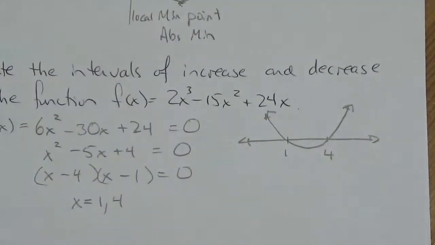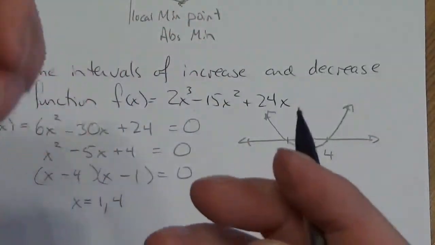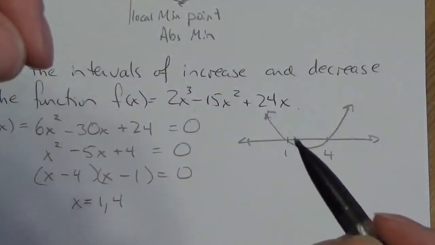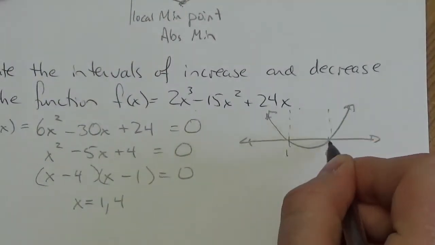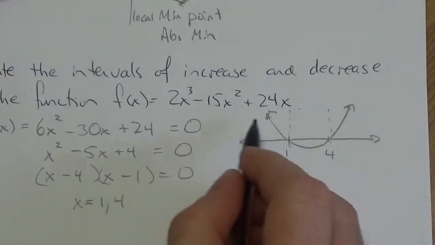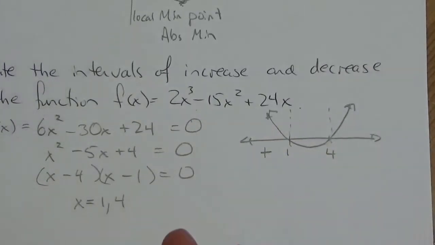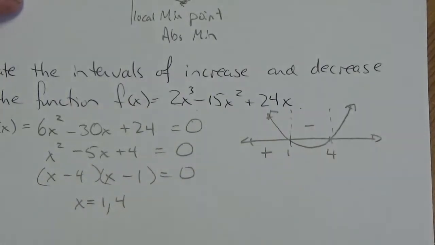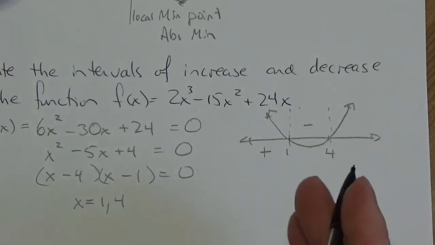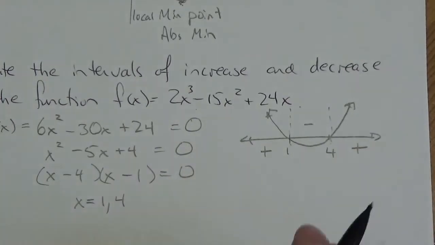Now I don't really care specifically that the first derivative is a parabola. What I care about is the values of the y-coordinate that indicates. Okay, so to the left of 1, all of the values of the derivative are positive. In between 1 and 4, all of the values of the derivative are negative. And to the right of 4, all of the values of the derivative are positive.